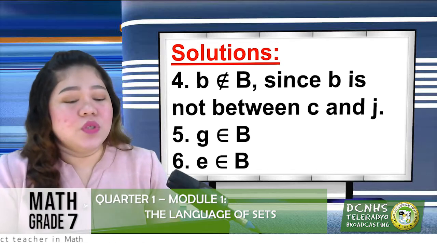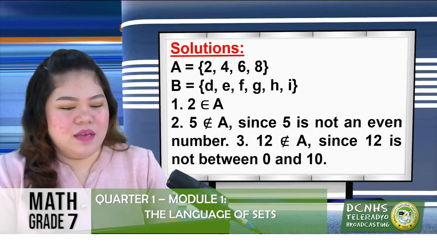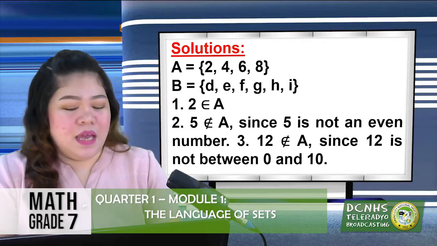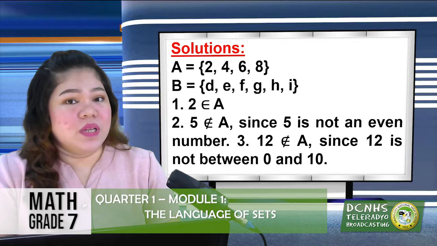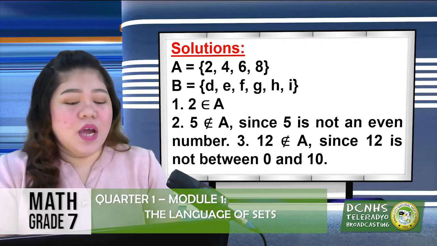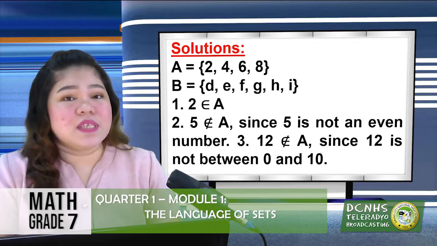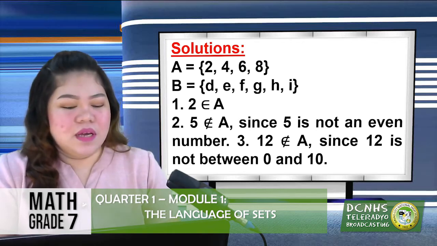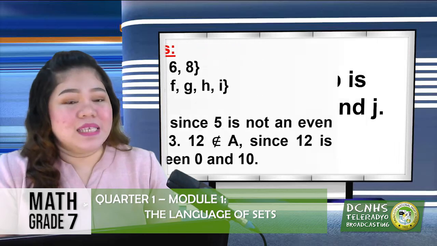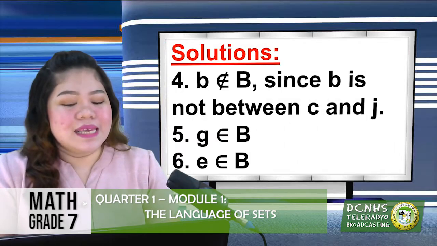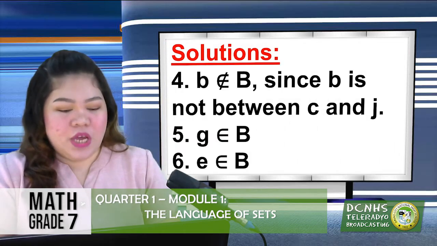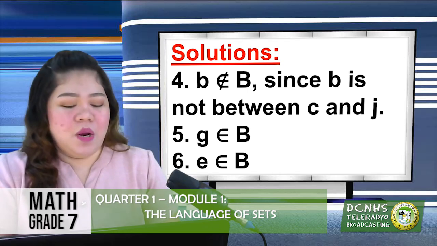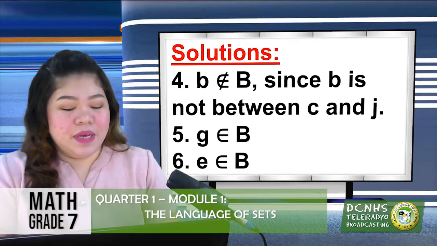For number 1, 2 is an element of A. Number 2, 5 is not an element of set A, since 5 is not an even number. Number 3, 12 is also not an element of set A, since 12 is not between 0 and 10. For number 4, B is not an element of set B, since B is not between C and J. Number 5, G is an element of set B, and number 6, E is an element of set B.